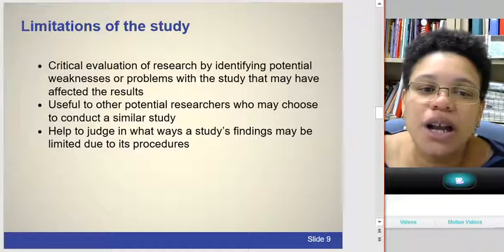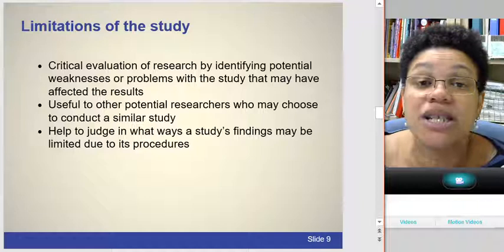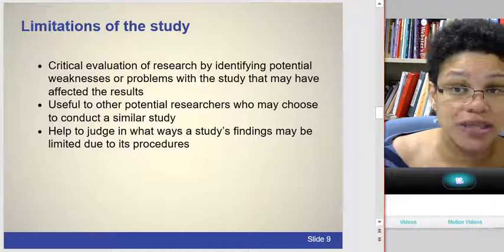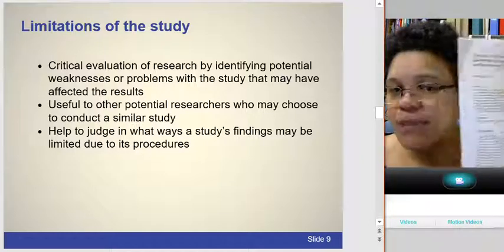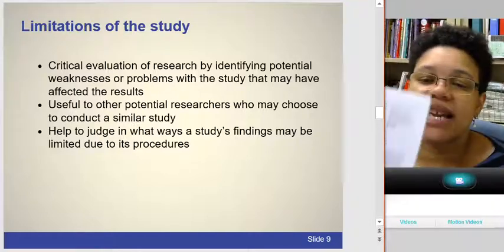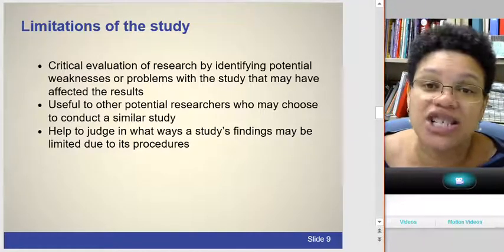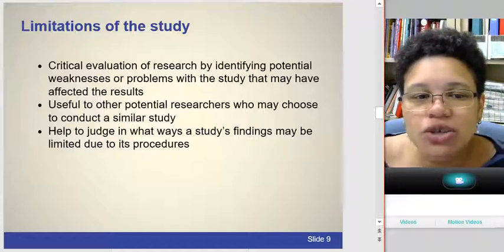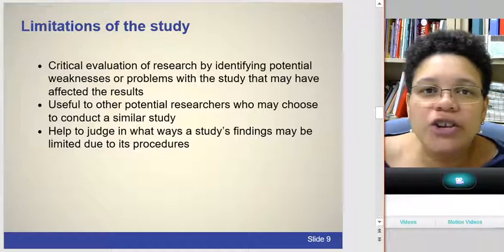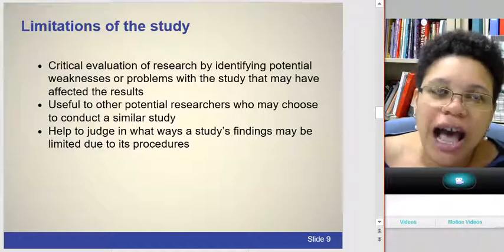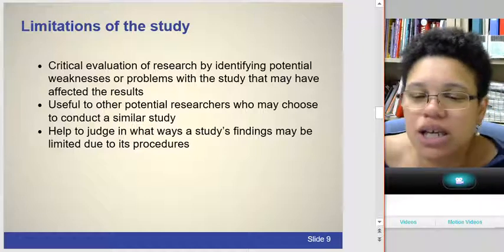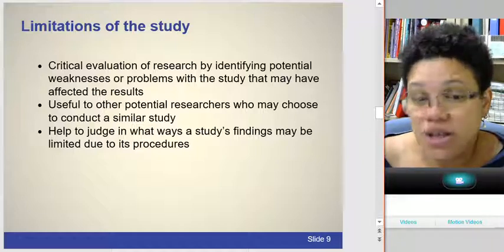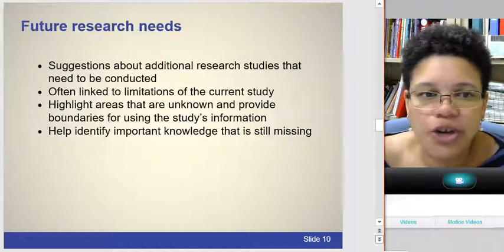It can be useful to other potential researchers who may choose to conduct a similar study, because by knowing about the limitations of yours, maybe they can address one of those limitations. And that's one of the things that I argued in this paper, that I was addressing a limitation of prior studies that's called selection bias, and my methodology was addressing that. And it can help the reader to judge how the procedures may limit the applicability of the study's findings. Okay, so it can be helpful for the reader.